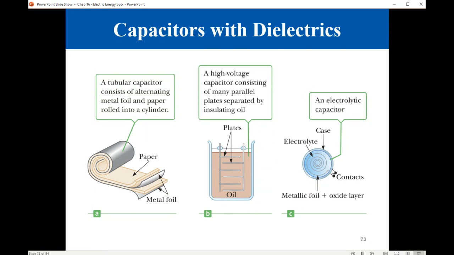This is a third form where you have a chemical inside. We call it electrolyte capacitor. You use titanium dioxide here to boost the capacitance 100 times or more.